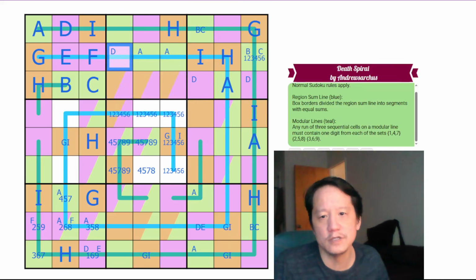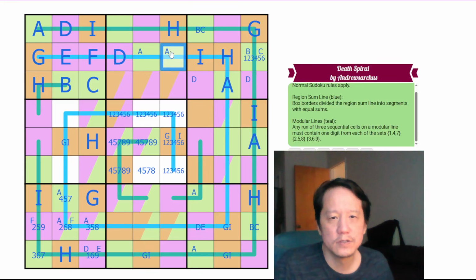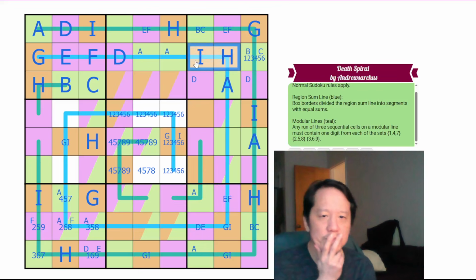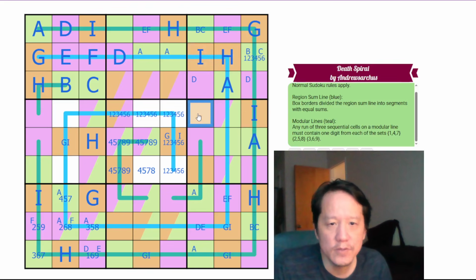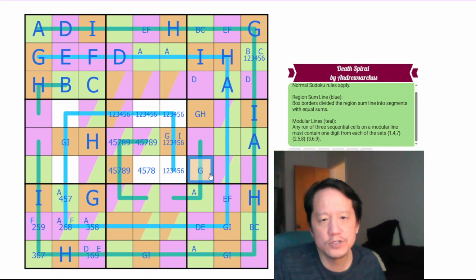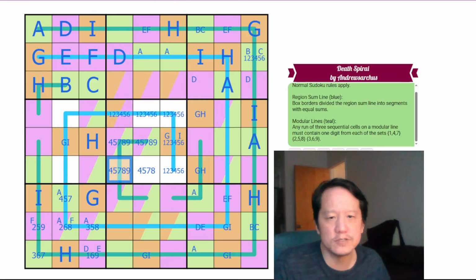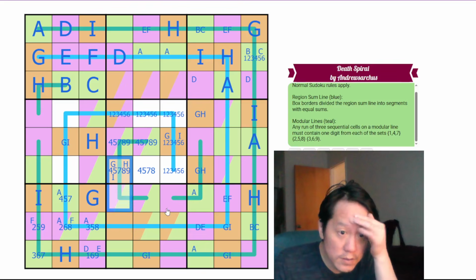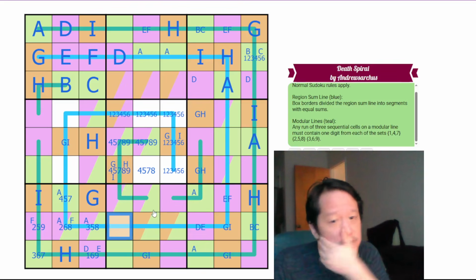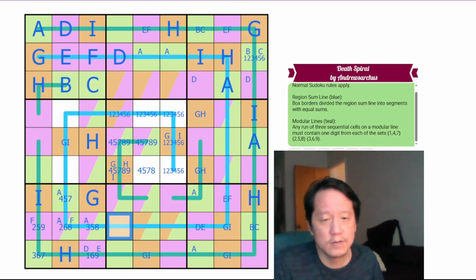This is D. So this is E or F. We have E or F here, E or F here. So the H and I's are interesting. This is G and H, G and H. I cannot be here. This it's G, H, or I. This is G, H, or I.